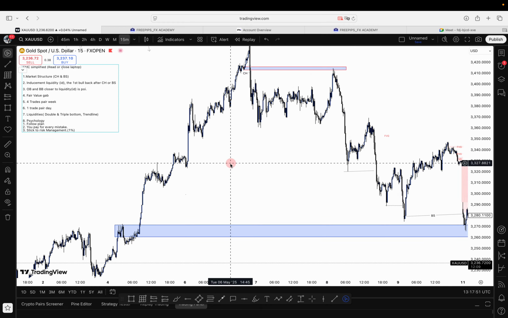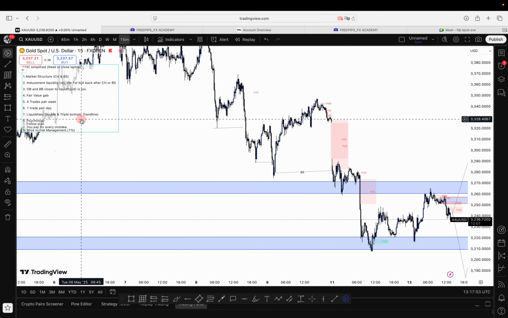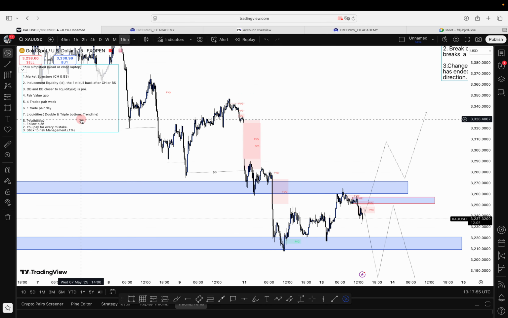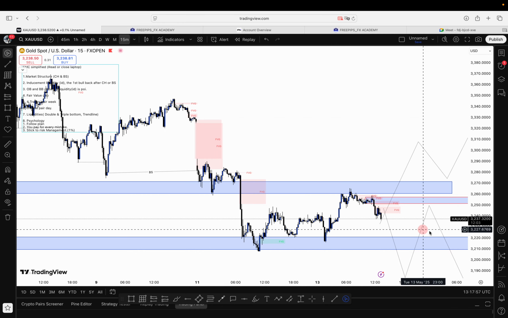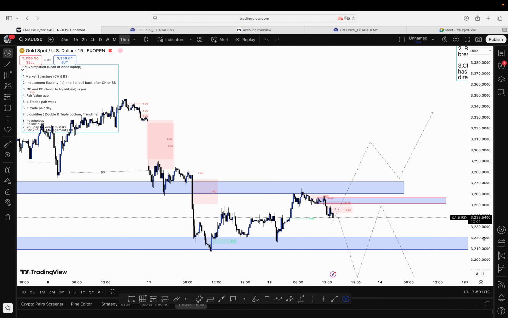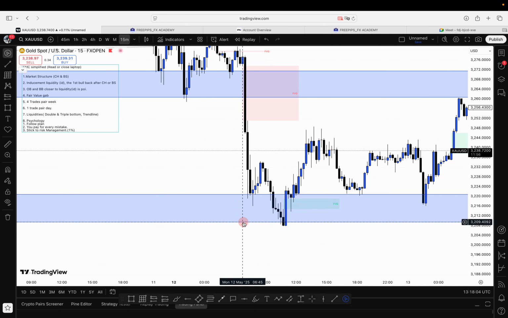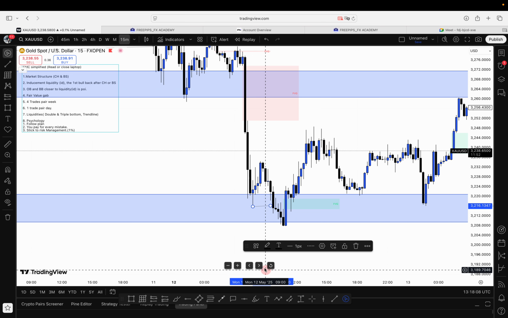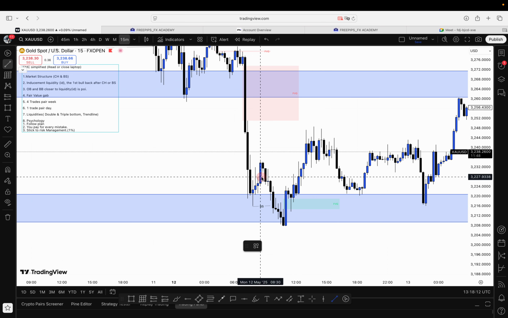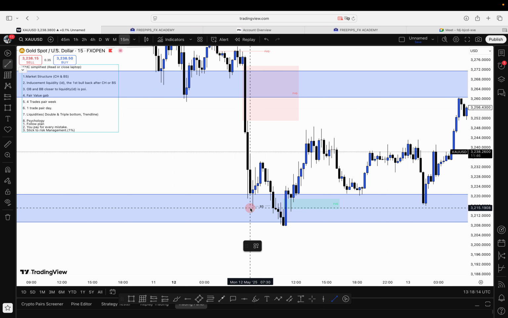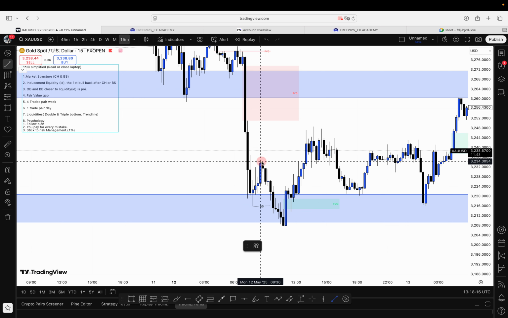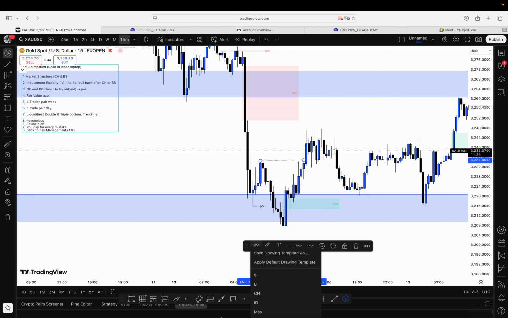Let's look for a change of character for buys. Sorry. So over here we have what, a break of structure here, a break of structure here, a break of structure to this downside here. And since here was the break of structure high, the high of the break of structure, now price has cleared it. So what do we have?